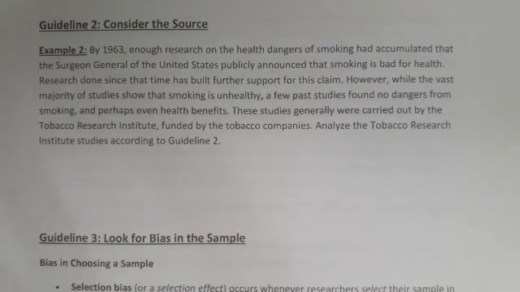Example 2 says consider the source. So this has some interesting implications. By 1963, enough research on the health dangers of smoking had accumulated that the Surgeon General of the U.S. publicly announced that smoking is bad for health. Research done since that time has built further support for this claim. However, while the vast majority of studies show that smoking is unhealthy, a few past studies found no dangers from smoking and perhaps even health benefits. These studies generally were carried out by Tobacco Research Institute, funded by the tobacco companies. Analyze the Tobacco Research Institute studies according to Guideline 2.